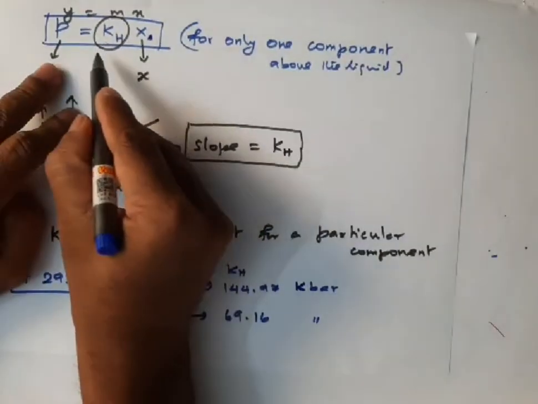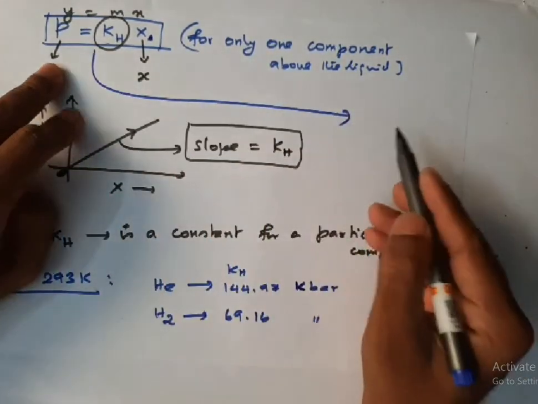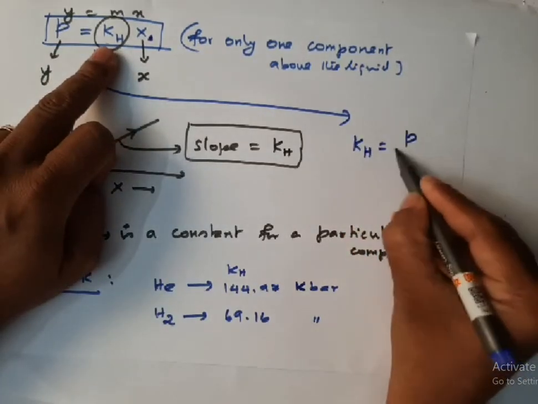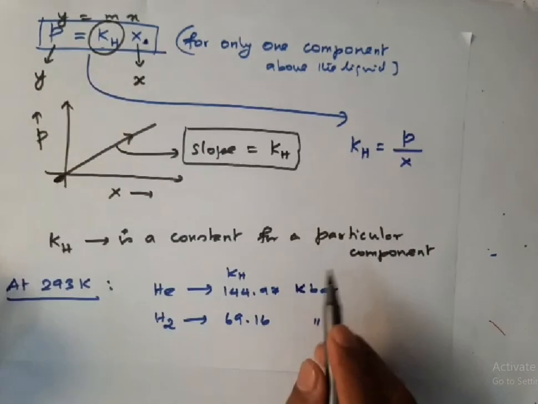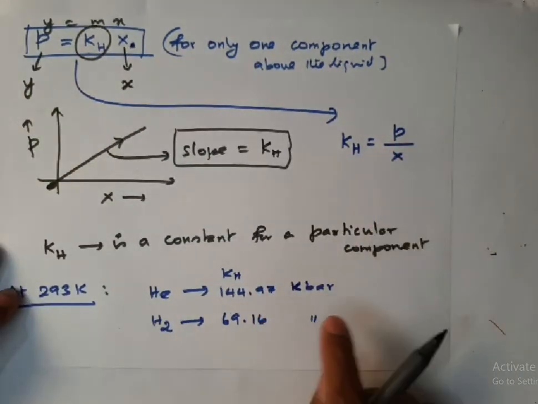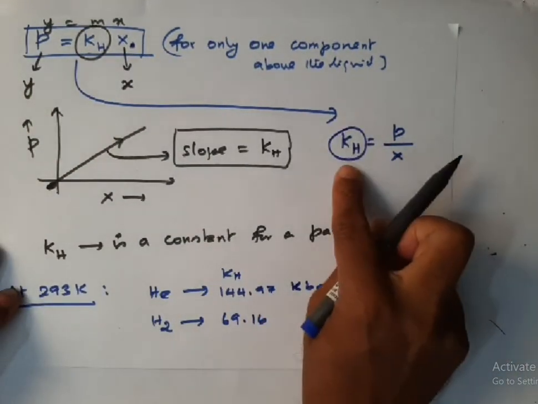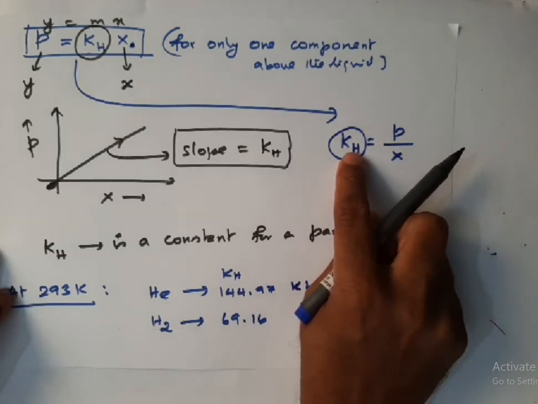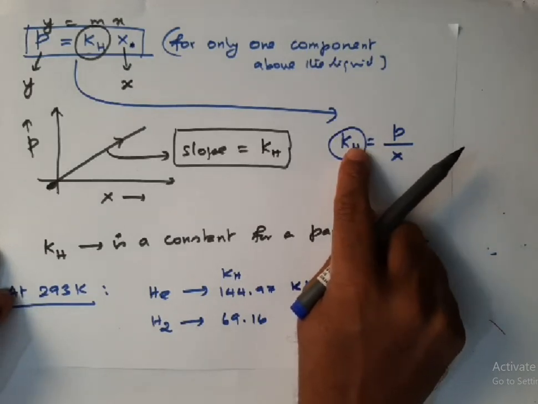See, this is Henry's law equation. If I rearrange this equation, KH equals P by X, correct? KH equals P by X. When will you get a higher value of KH? When will KH increase, students?